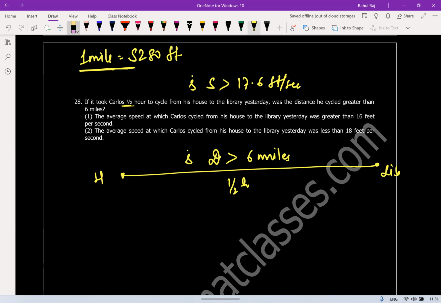Option number one says what? The average speed at which Carlos cycled from his house to the library yesterday was greater. So option number one says S is greater than 16 feet per second. So just by knowing that S is greater than 16 feet per second, can I say S is greater than 17.6? No, it could be 17, it could be 18. I don't know. So not sufficient.